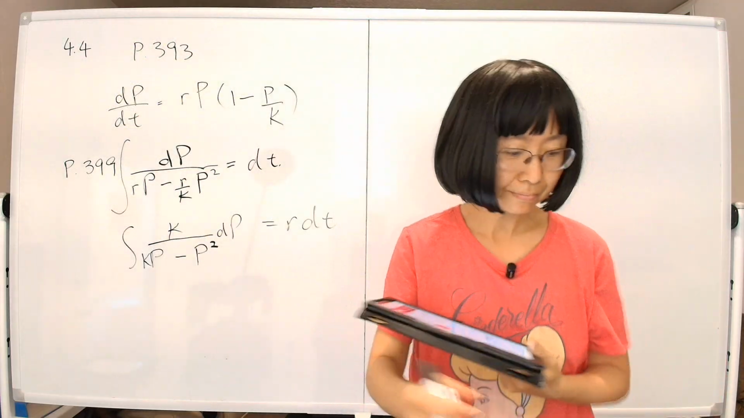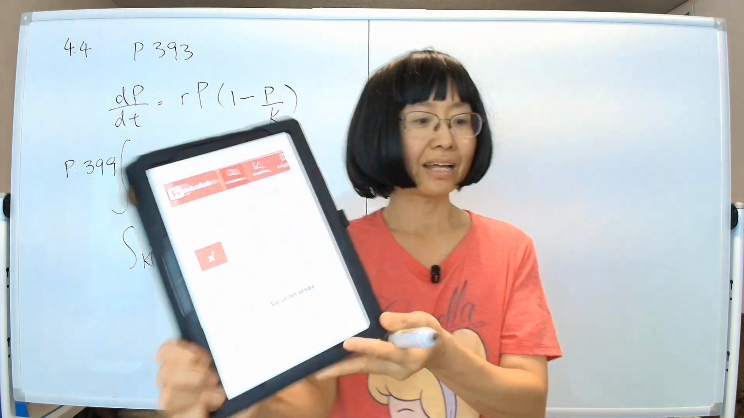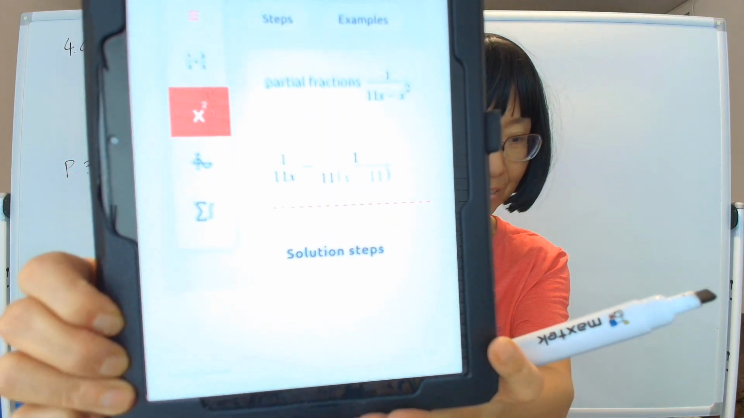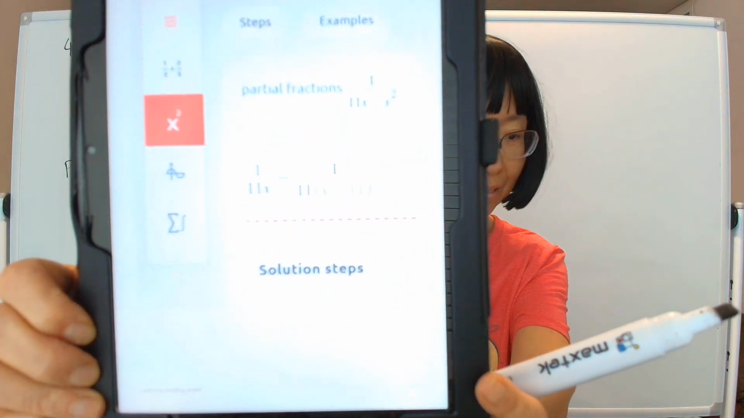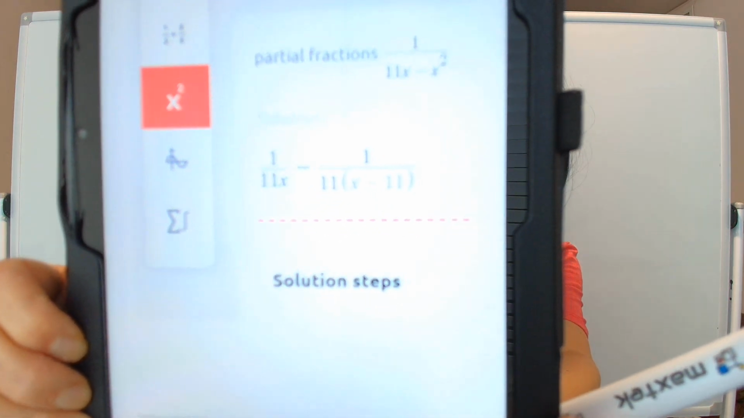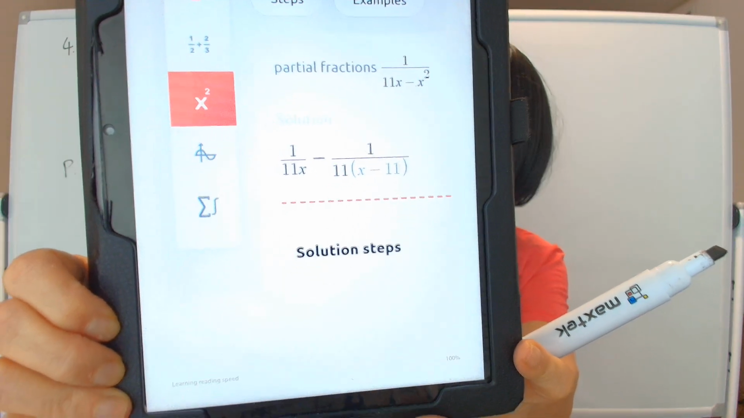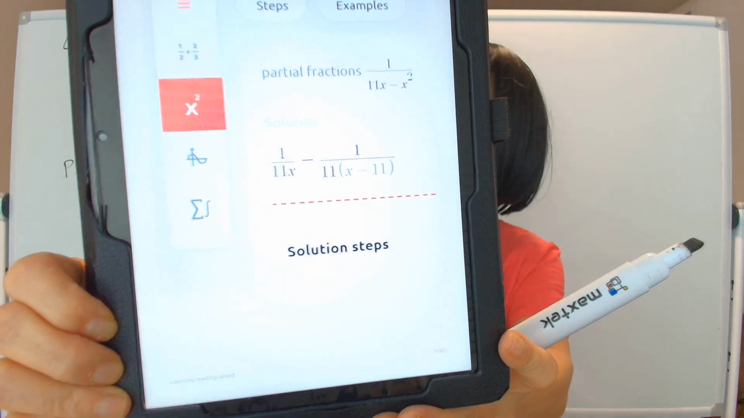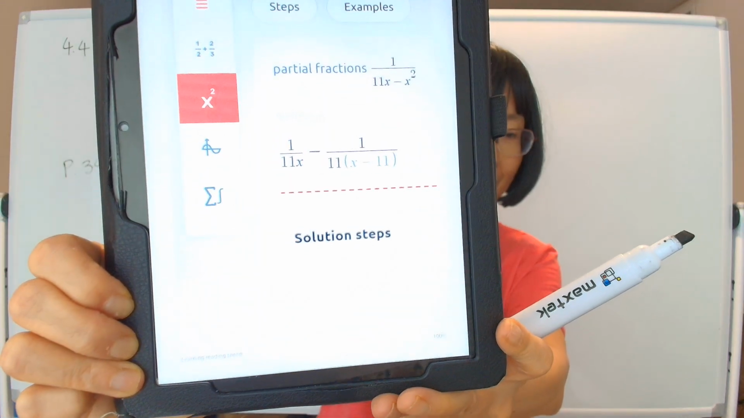Okay. Let me adjust the lighting. So anyway, as you can see, if you use the partial fractions calculator, it has, maybe I turn it this way. Okay, then the lighting might be slightly better. Yeah.